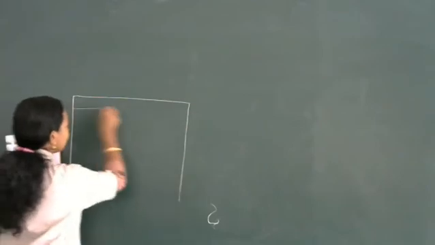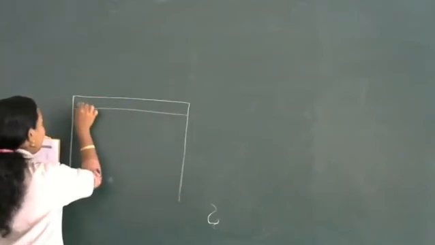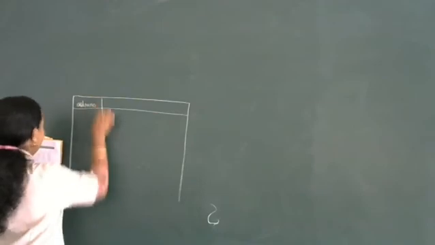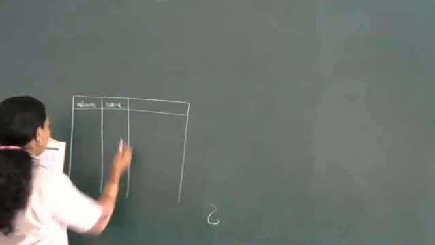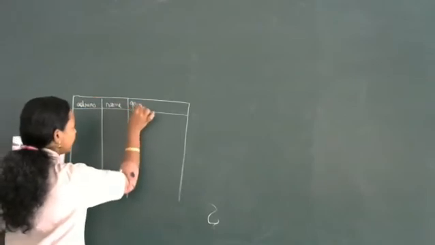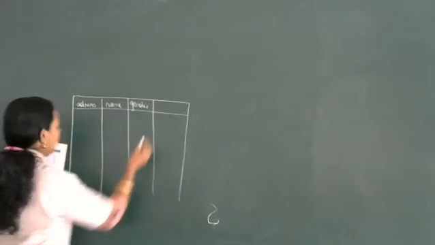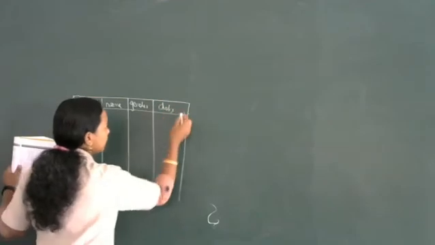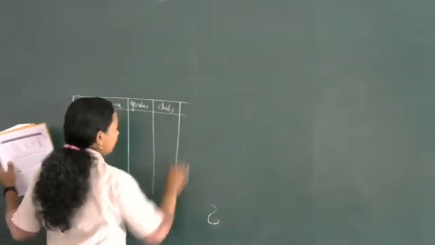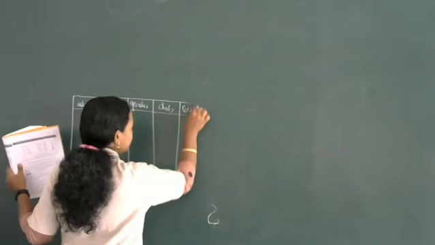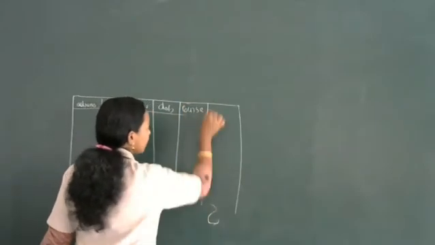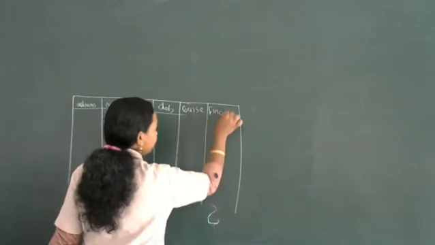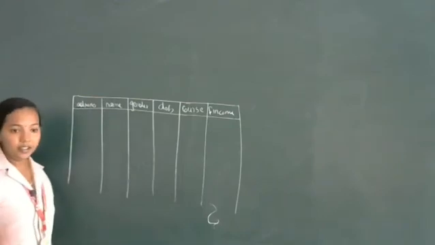The table has columns: admission number, name of the student, gender, date of birth, course, then family income. Exactly the same table that we saw in the previous video.